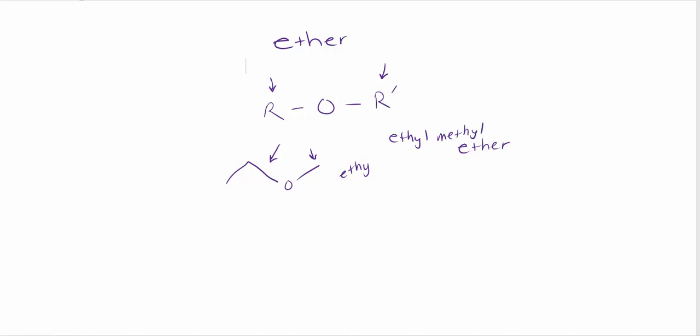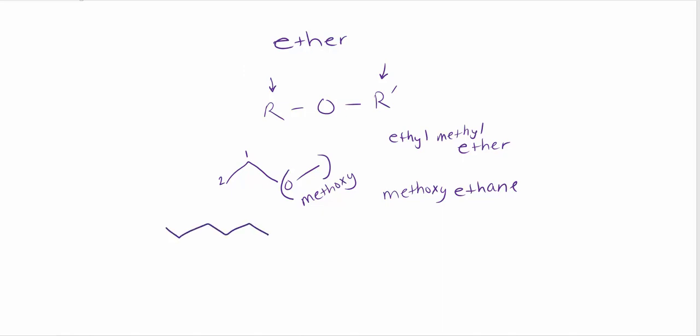Now the IUPAC designation, however, always wants you to find the longest carbon chain that contains the functional group. We're going to look at this as a substituent. That is its own group. So we have 2 carbons here, so this would be ethane. And on carbon number 1, we have this substituent, and this substituent is called a methoxy group. So we have what is called methoxyethane.